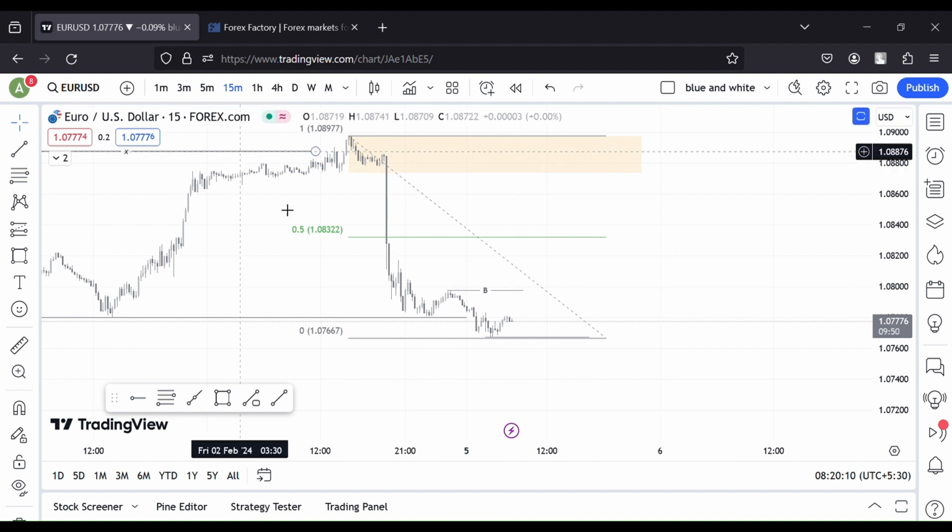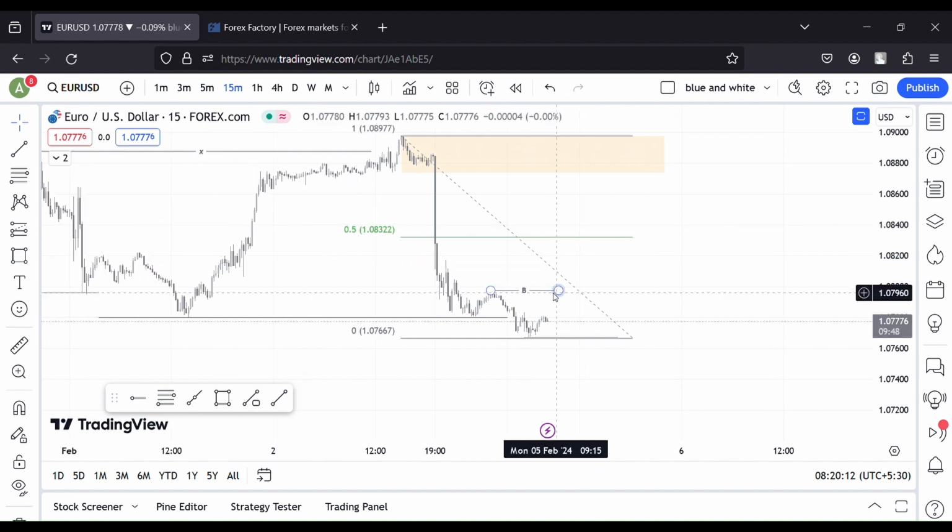So for the bias, if we are going to break this high, we are going to be bullish, else we'll be looking for the chance for the price to retrace back into the upside direction, or you can take a scalp on the smaller time frames according to the market structure. So this is pretty much it.